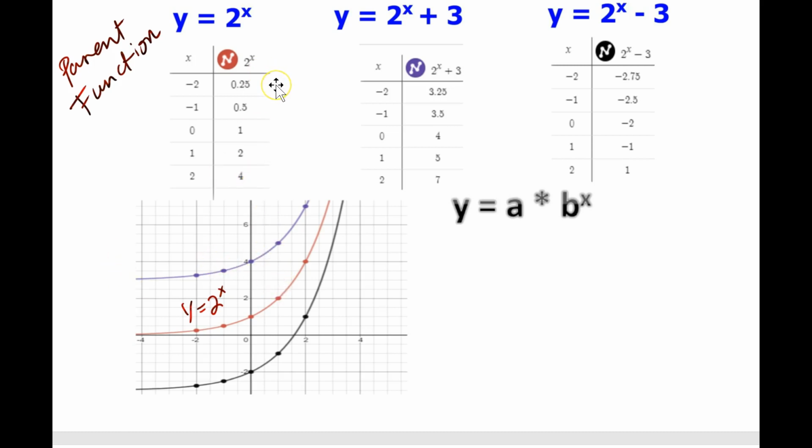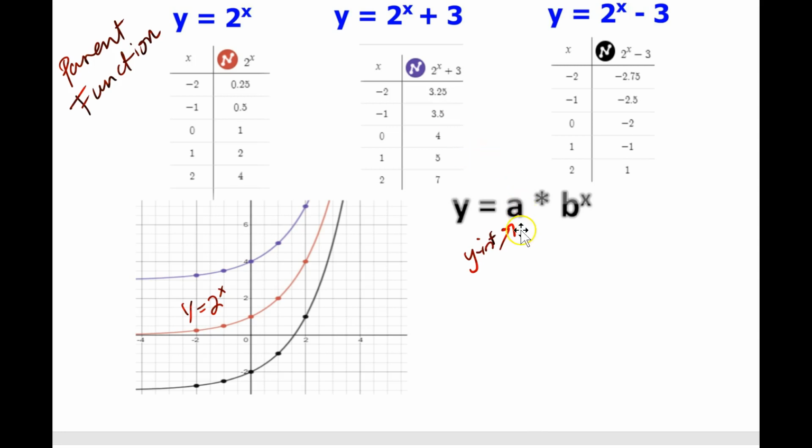All right, so let's break this down. So y is equal to 2 to the x. So all exponential functions are in the form of y is equal to a times b to the x. But some people will be like, but there's no a here. I see a b to the x, but I don't see an a. Well, a is our initial value, right? Initial value, or y-intercept.